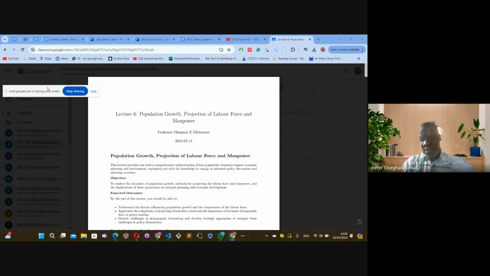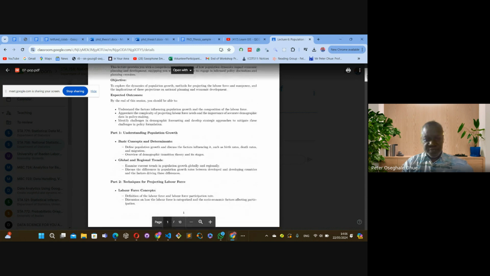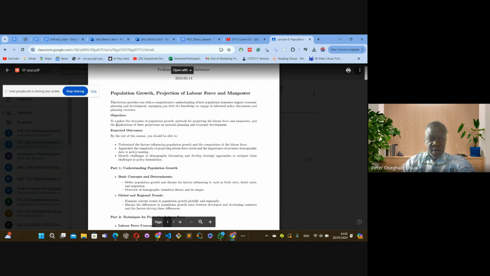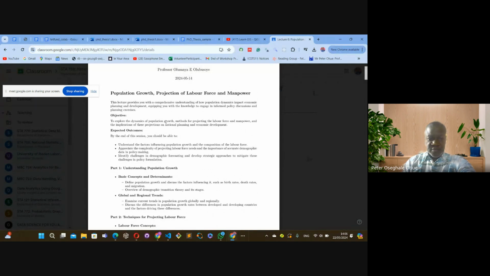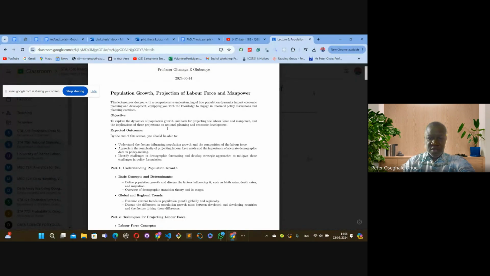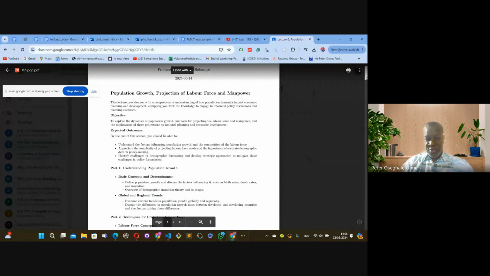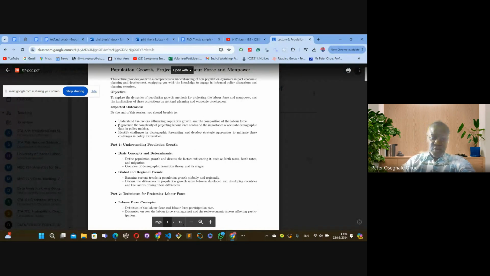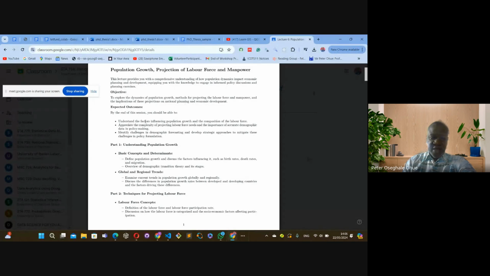Let's look at the objectives of today's session. We are to explore the dynamics of population growth. Secondly, look at the methods for projecting the labor force and manpower. And lastly, we'll look at the implication of these projections on national planning and economic development. It is anticipated that at the end of this session, we would have been able to understand the factors influencing population growth, and also what constitutes the labor force.